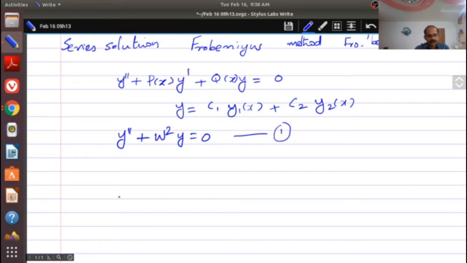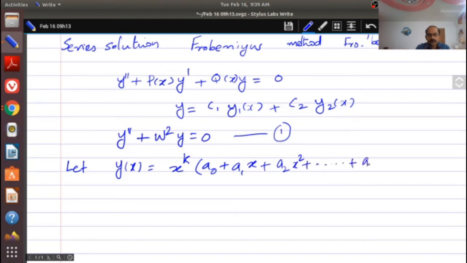In this case, we will use a series solution. You know what a series is. First of all, let y of x, the solution, be x raised to k into a0 plus a1 x plus a2 x squared plus etc., with the general term an x raised to n, and it is still going on.